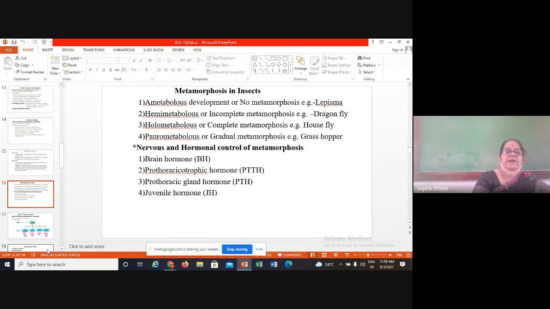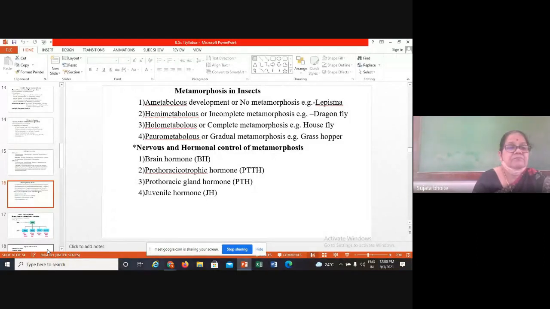And the next point is the nervous and hormonal control of metamorphosis in insects. In this control of metamorphosis, different hormones are present. The first hormone, brain hormone; second, prothoracicotropic hormone; third, prothoracic gland hormone; and the fourth is the juvenile hormone. These topics are included under the phylum Arthropoda. Only one change they add in this syllabus.